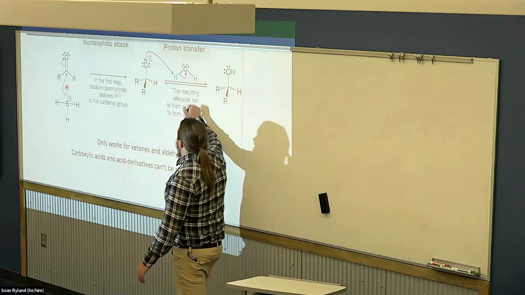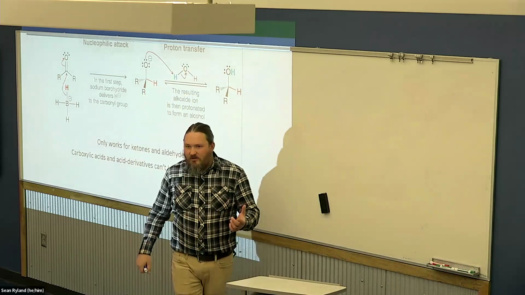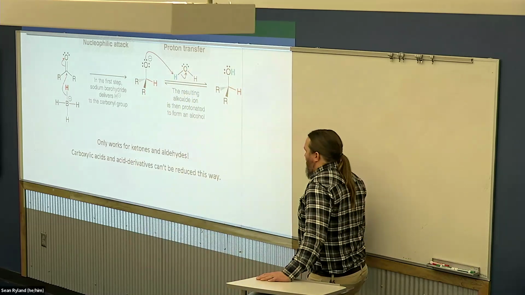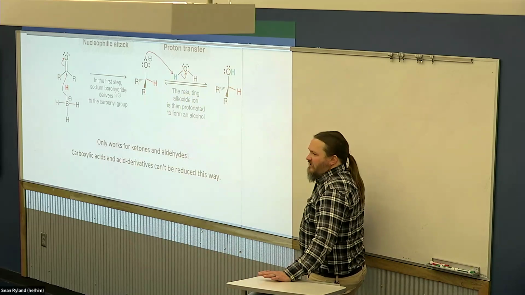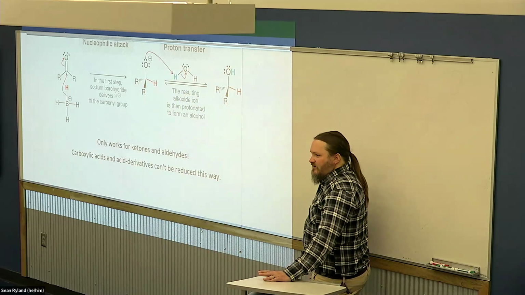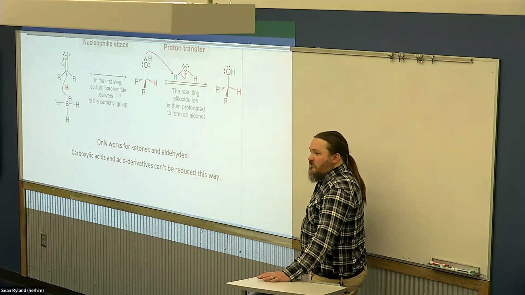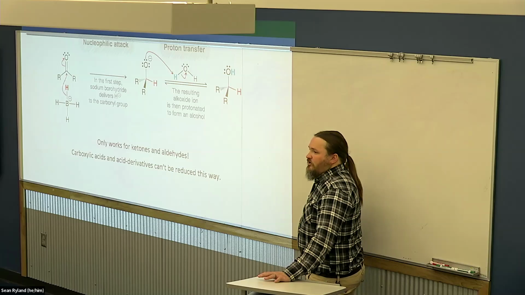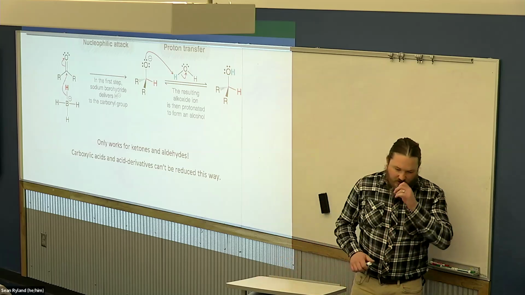Right, so it seems like a fairly limited reaction in a lot of ways. It only works for aldehydes and ketones, and it can only make primary and secondary alcohols. But it's a good start in terms of learning these reduction reactions and how alcohols are going to be produced.